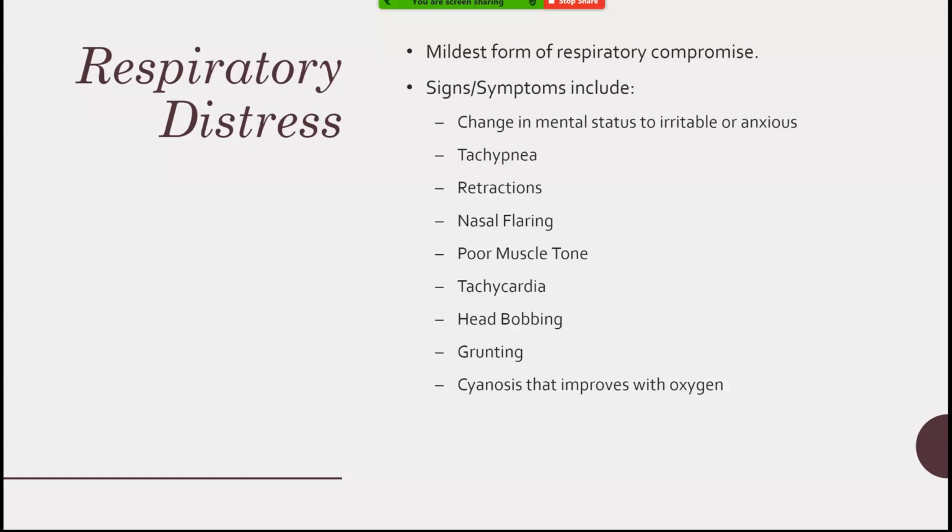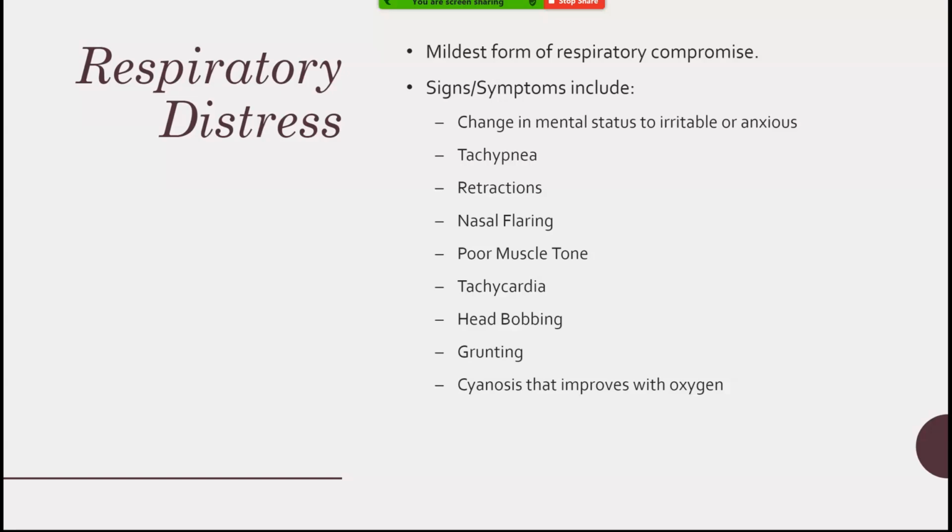Nasal flaring, right? So we talked about how the pediatric airway is significantly smaller. As an adult, you're like, what is nasal flaring going to do other than signify my displeasure with something, right? I don't know if anyone else does that. Babies actually can increase the size of their airway by nasal flaring. It seems like not a lot to us, but for babies, it can be significant.